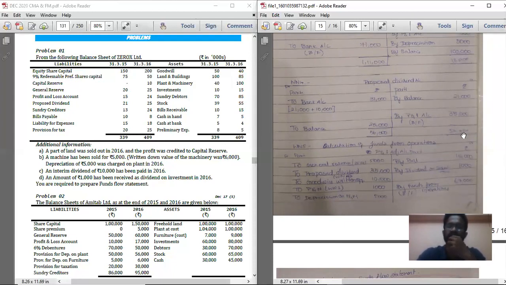Within bracket, record P&L adjustment account. Calculation of funds from operation within bracket, P&L adjustment account. Below that, divide the page into two parts, debit side and credit side. Debit side: particulars, amount; credit side also: particulars, amount.